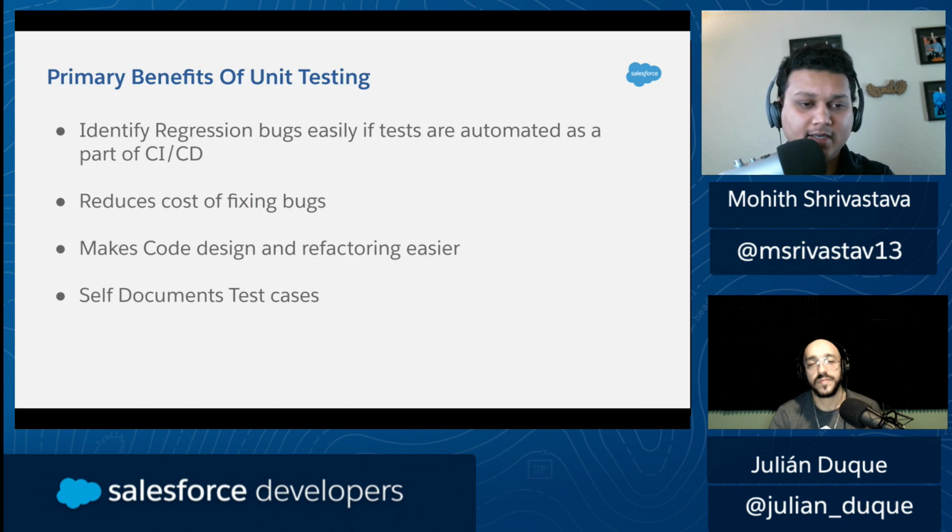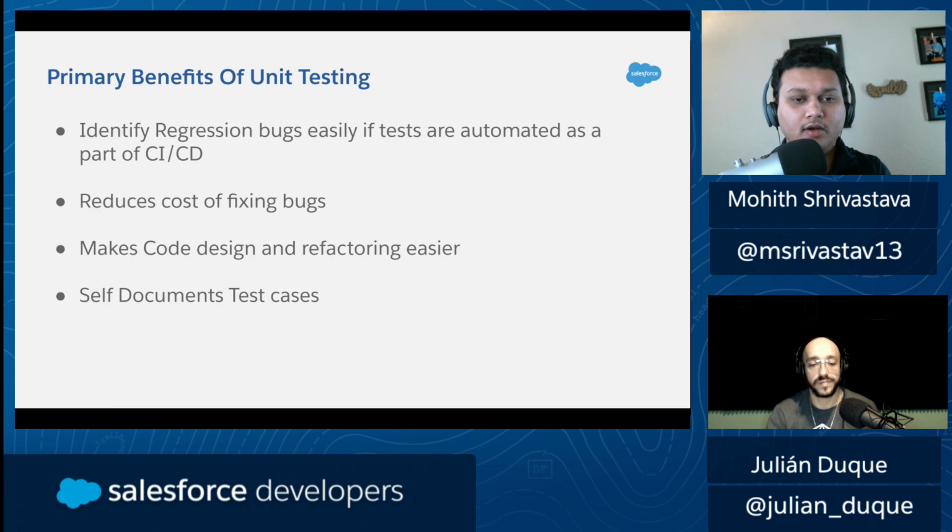A couple of benefits from my experience, Julian, has been that it makes it really easy for me to identify regression bugs if I have tests automated as a part of our CI/CD. For example, if I have automation tests already written, and I'm making a code change, those tests are going to run automatically for me next time when I submit a PR. And if I'm breaking, definitely not intentionally, but unintentionally, let's say I broke the code, the CI/CD will let me know that I've broken this specific unit test, so that I can go and fix those bugs very easily.